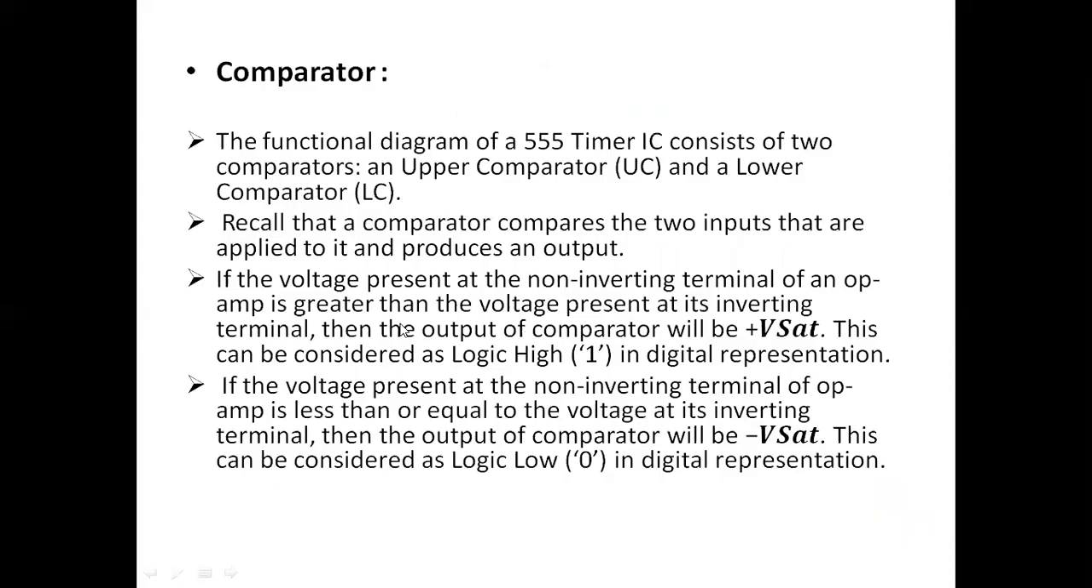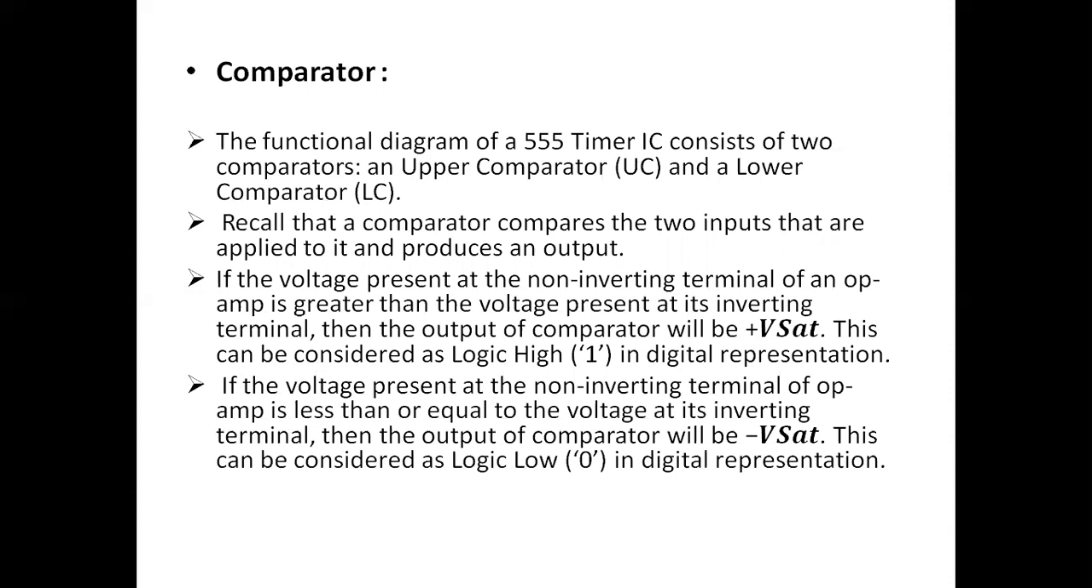Next one is the comparator. Mainly we have two comparators in the functional diagram. The first one is the upper comparator, the second one is the lower comparator. So what is the operation of a comparator? The comparator compares the two input signals which we are applying to it. If the voltage present at the non-inverting terminal of the op amp or comparator is greater than the voltage present at its inverting terminal, then the output of the comparator will be plus V sat.